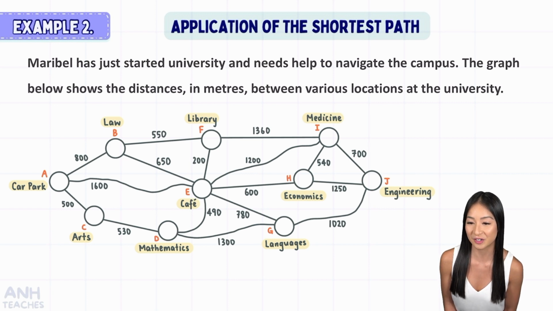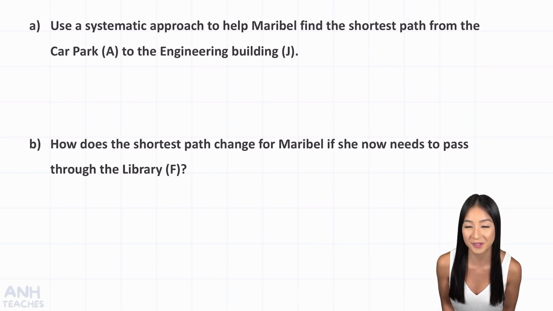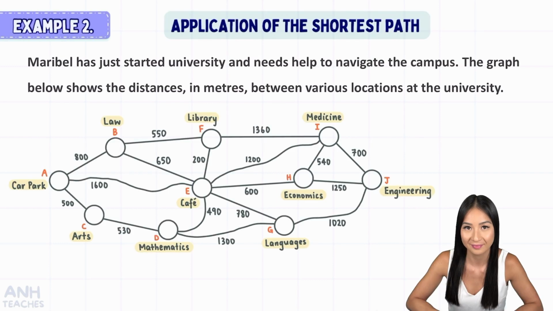Okay, so I've got a graph with vertices labeled A through to J, and these vertices represent locations like the car park, the library, and various faculty buildings. We can then see the paths and the distances in meters in between all of these. Part A asks us to use a systematic approach to help Maribel find the shortest path from the car park, A, to the engineering building, J.